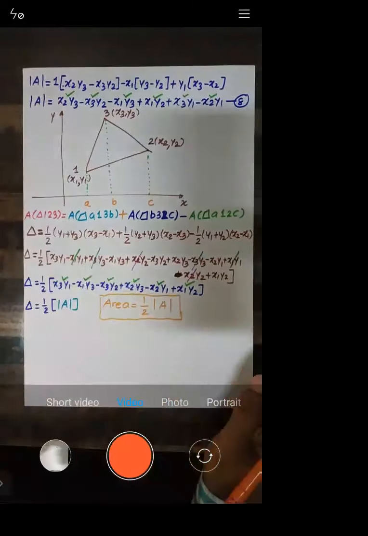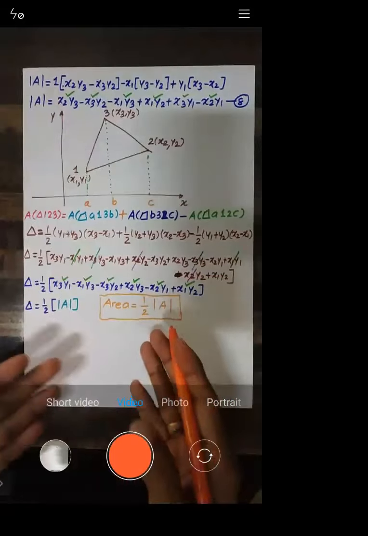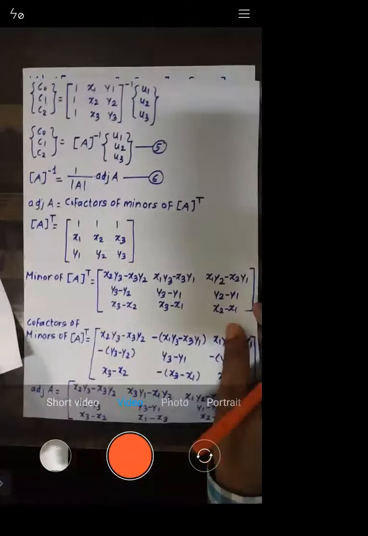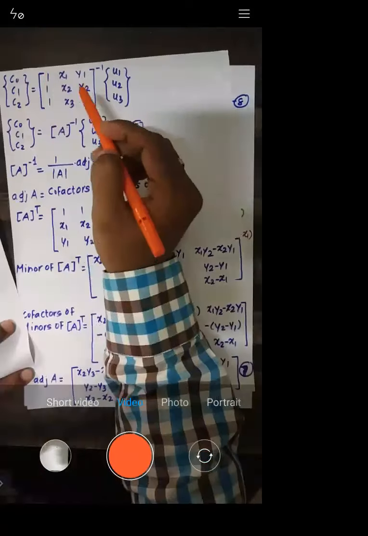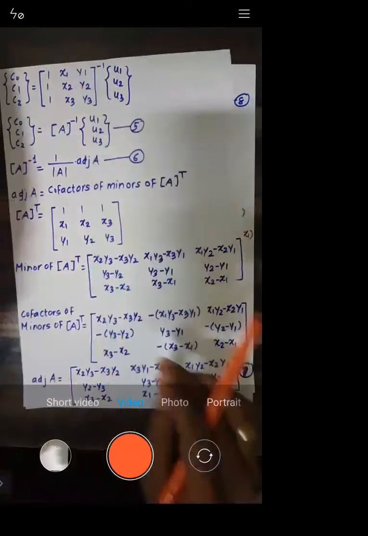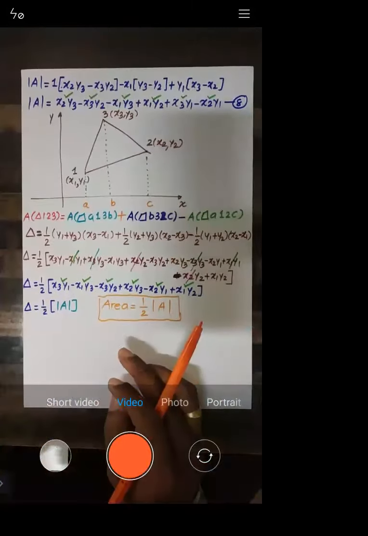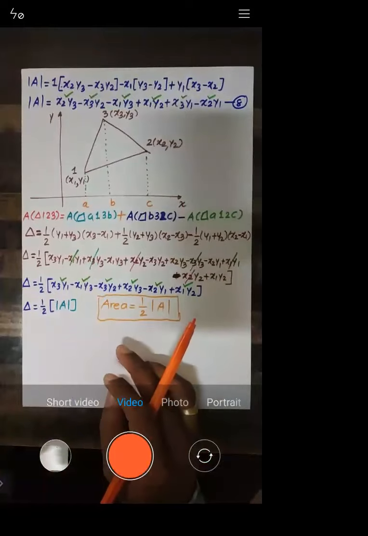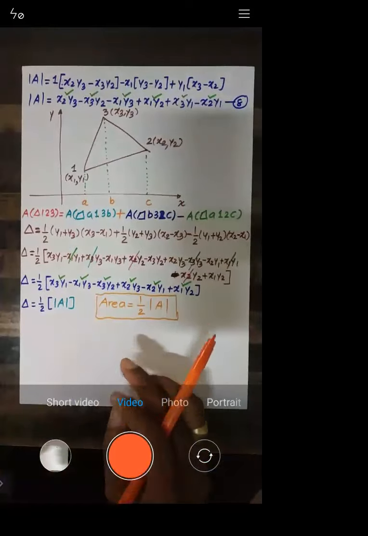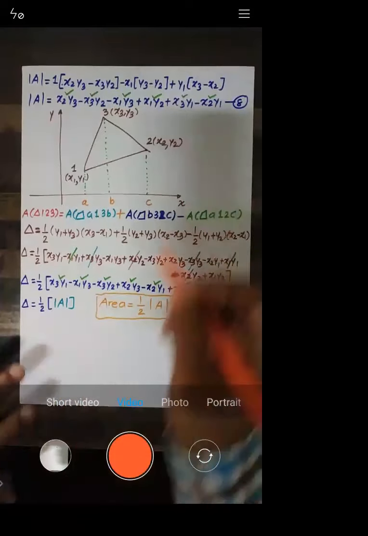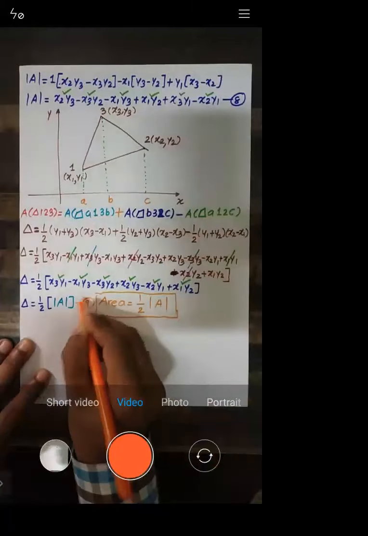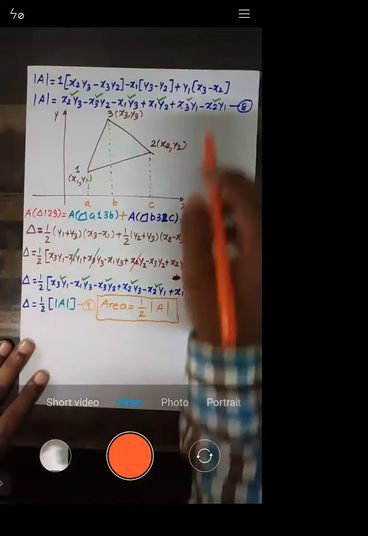Now what is mod A? You already know, A is this matrix, and for that we need to take the mod. That will give me the area. Obviously, we'll be solving the problem on this. I got this from equation number 8, so let us call this equation number 9.